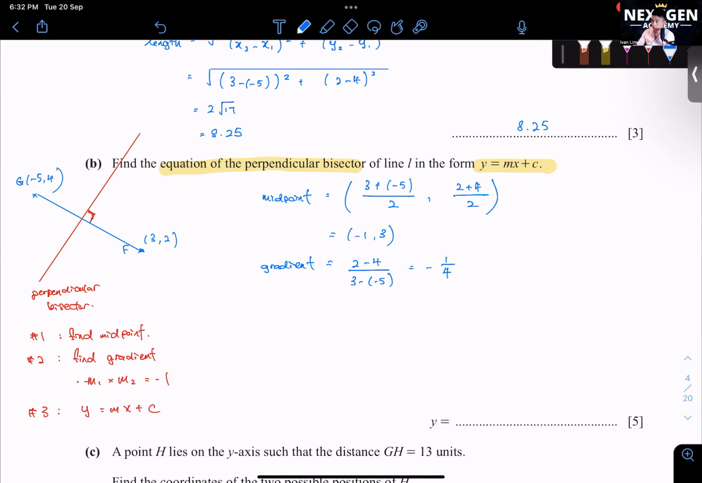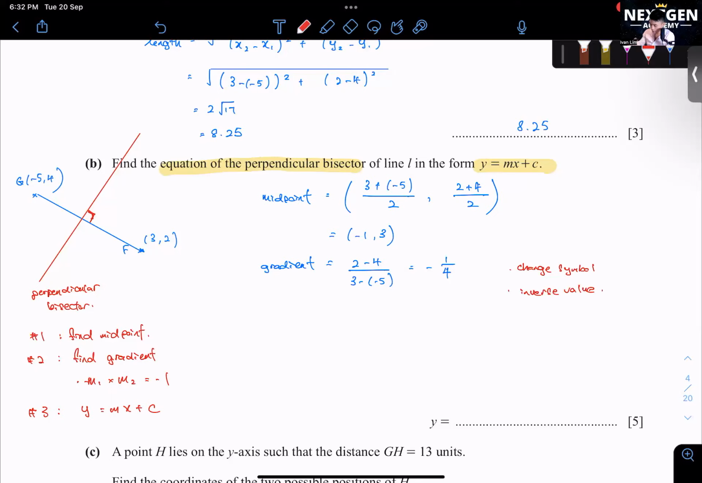So what is the shortcut that I taught you all? If my gradient is negative 1 over 4, the gradient of the perpendicular line, you just change the symbol, then you inverse it. Yes, Krista, you're right. Just 2 steps. Change symbol, that means from negative to positive, and positive to negative, then you just inverse the value.